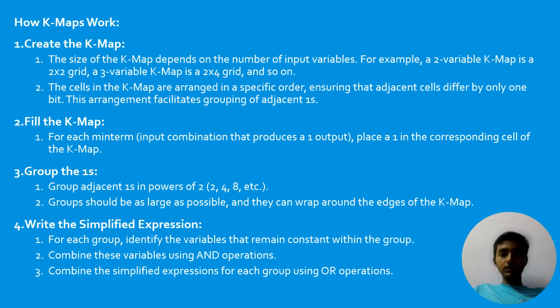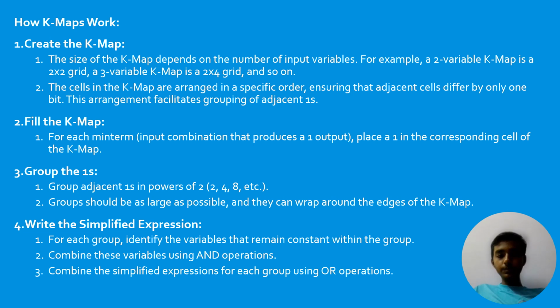Next, how K-maps work. First one, create a K-map. The size of the K-map depends on the number of input variables. For example, 2 input variables consist of a 2 by 2 grid, 3 input variables consist of a 2 by 4 grid, and 4 input variables consist of a 4 by 4 grid, and so on. The cells in the K-map are arranged in a specific order, ensuring that adjacent cells differ by one bit. The arrangement facilitates groups of adjacent ones.